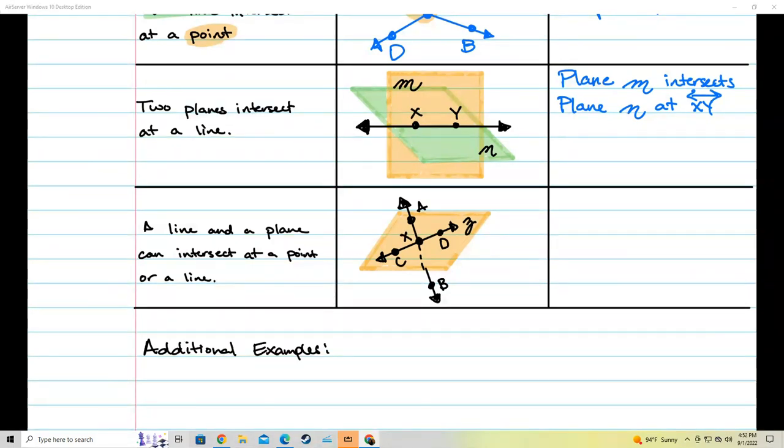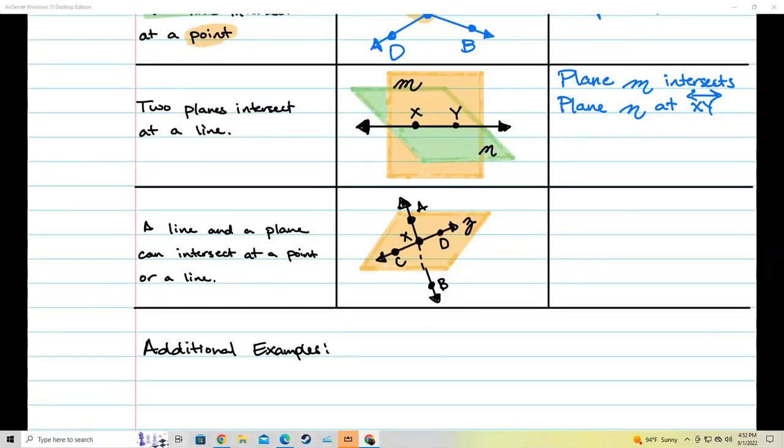Let's talk about this first one here. I want you to notice that on this line right here, line CD, point C is on the plane. Point D is also on the plane. Point X is on plane Z. In fact, all of these points are on plane Z. So when I ask, where does line CD intersect with plane Z? Well, it intersects everywhere on that line.